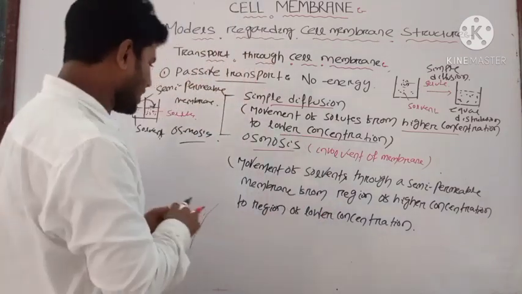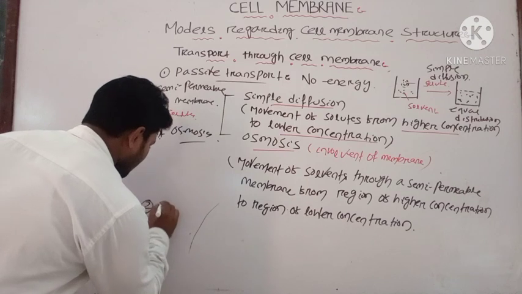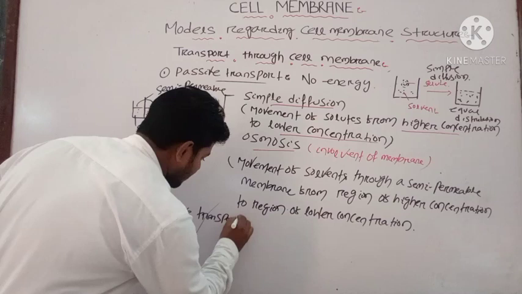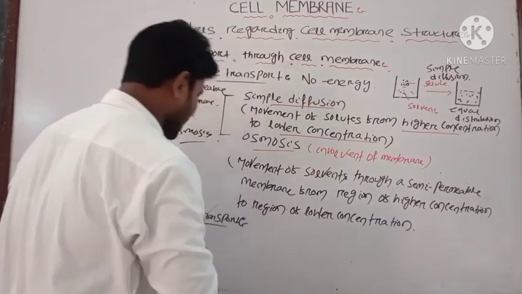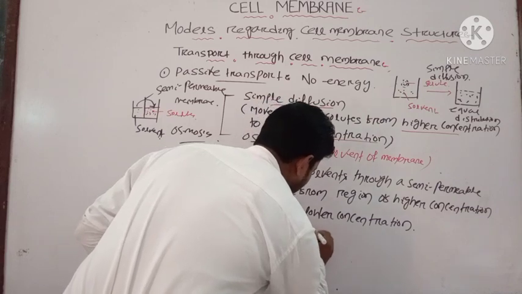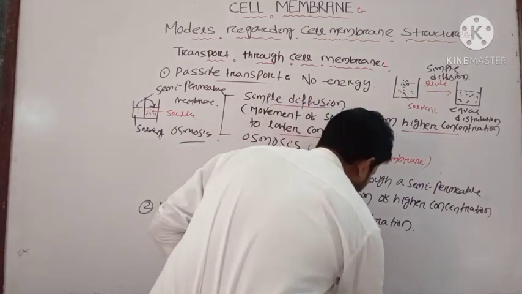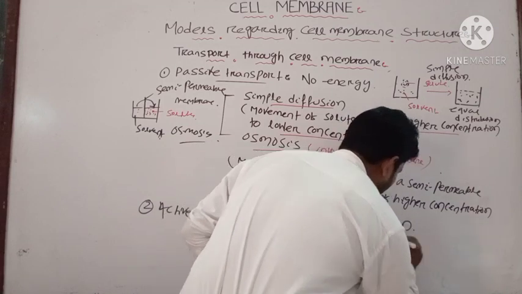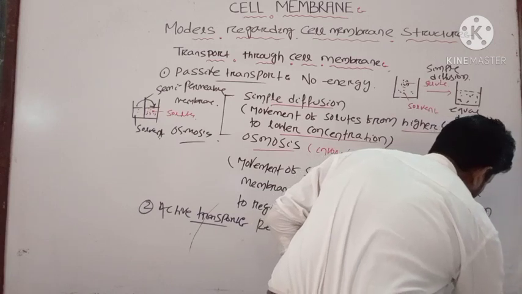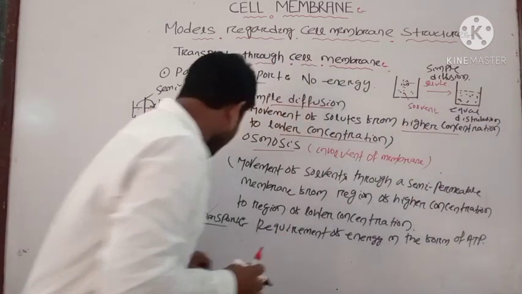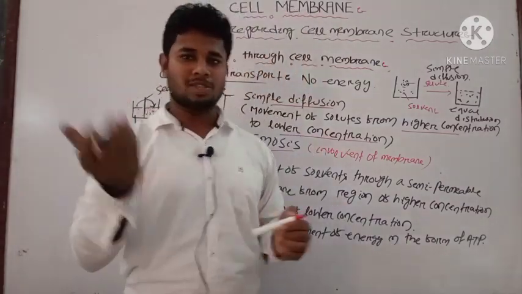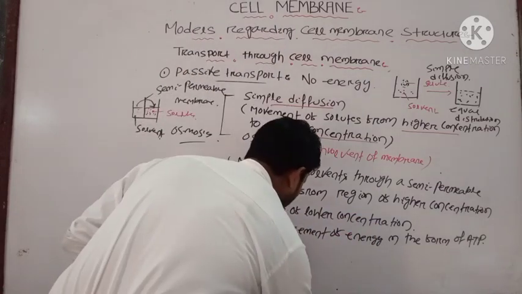The next one is your active transport. Second one is your active transport. In active transport, there is a requirement of energy in the form of ATP. Why does it require energy? Because the transport of the solutes requires a pump-like system, that is known as your sodium and potassium pump.